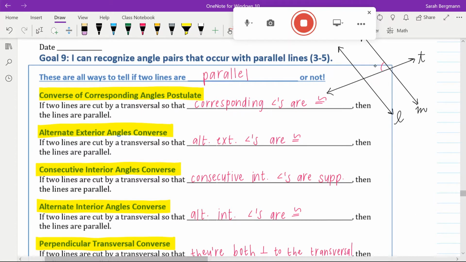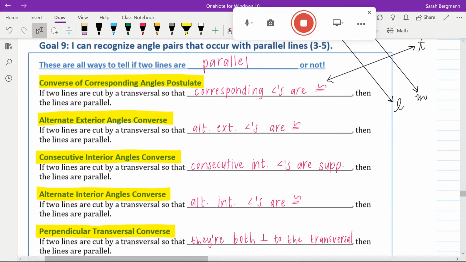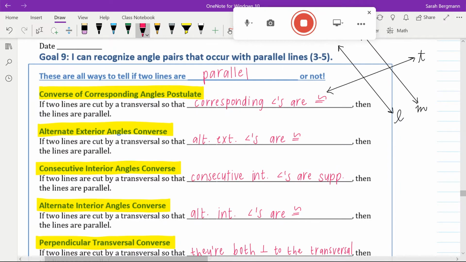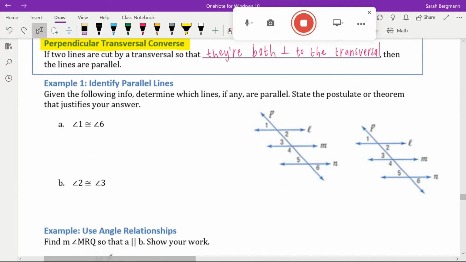Alright, finally, if you know that two lines are cut by a transversal and they're both perpendicular to the transversal, such as if L and T were perpendicular and also M and T were perpendicular, you could conclude that L and M must be parallel. Alright, let's use these to figure out what lines are parallel.